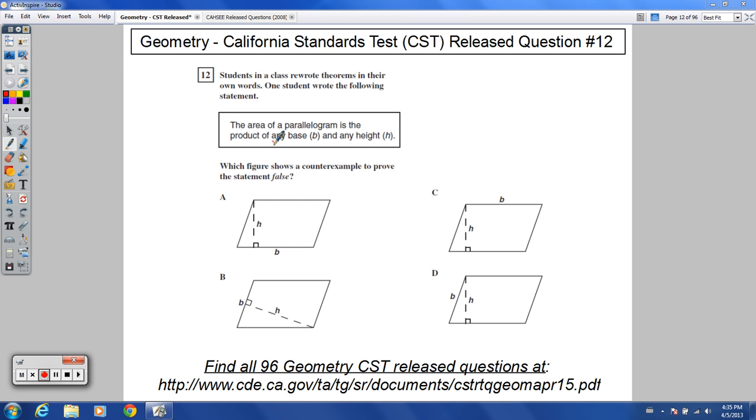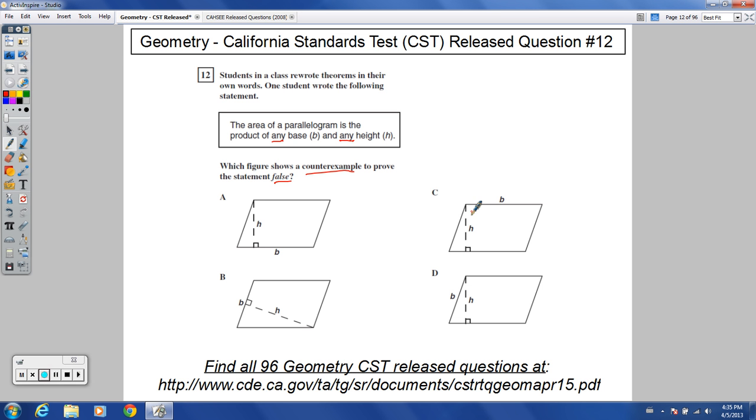And these words are kind of tipping me off here. Any base and any height. Okay, so which figure shows a counterexample to prove the statement false? So we're trying to pick out a counterexample to prove that the statement is false, that this theorem that the student wrote, the way they worded it is not a good way to word it. So any base and any height.